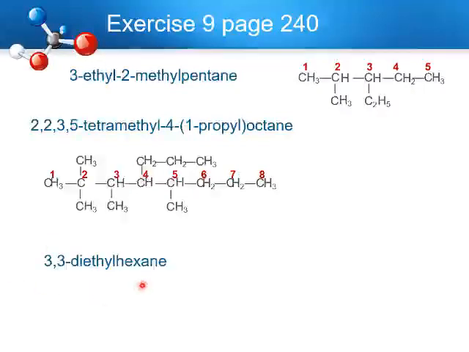For 3,3-diethylhexane, we have hexane, and 2 ethyl groups on carbon 3. Each one contains 2 carbon atoms, and we complete with hydrogen.